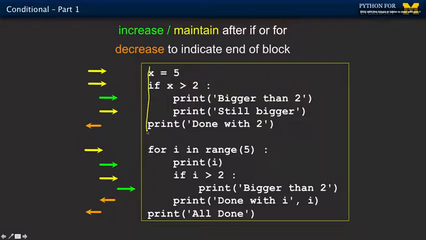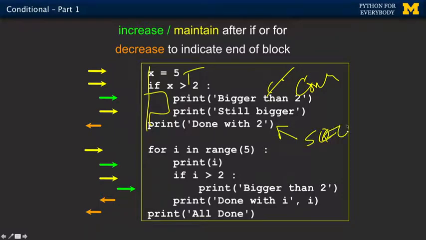The print really is the thing after the if, right? And so this is going to run no matter what. These two may or may not run. In this case, because it's true, they are going to run and come back out. So this is conditional code. This is sequential code. Sequential code.